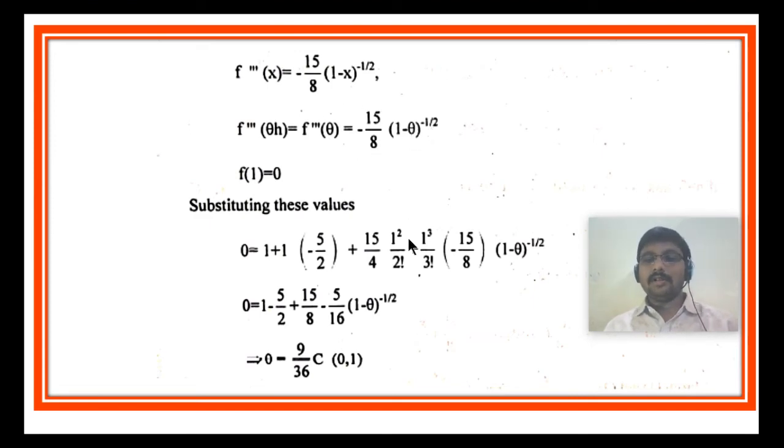Now substituting all these values and computing the theta value, theta is 9 by 36, which clearly belongs to the open interval 0 comma 1. Hence Maclaurin's theorem is clearly verified.